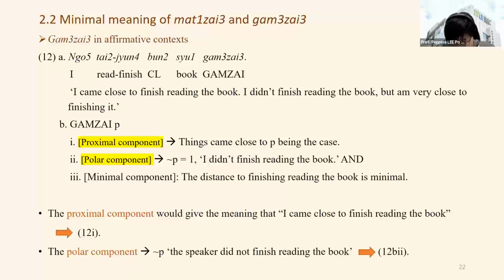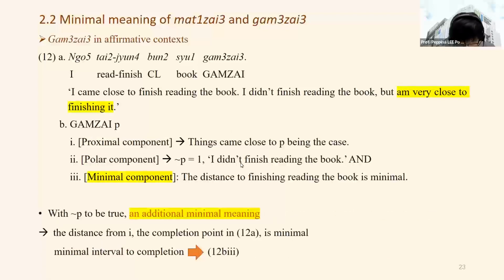With negative P to be true and an additional minimal reading, the distance from I, which is the completion point indicated by Yun over here, is minimal. This results in B3, which is the distance. This results in the meaning that the distance to finish reading the book is minimal. So again, with negative P being true, which is I didn't finish reading the book, the result of the polar component, an additional minimal meaning is given here, which is that the distance from I, the completion point in 12A, is minimal. So this is what you have in 12B3.